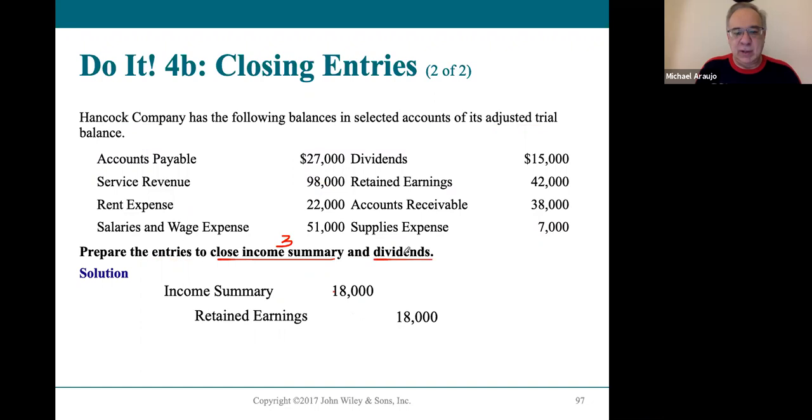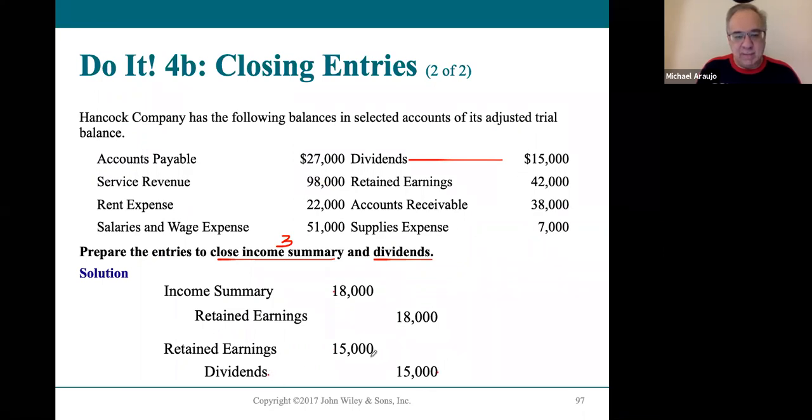The last thing we do is close the dividends account. Here's our dividends account, with its balance on the debit side. So a credit would close it to zero, and that debit gets moved to retained earnings, which makes perfect sense because we would take away dividends from retained earnings. That's the fourth step.